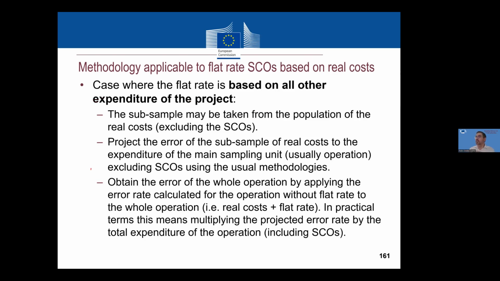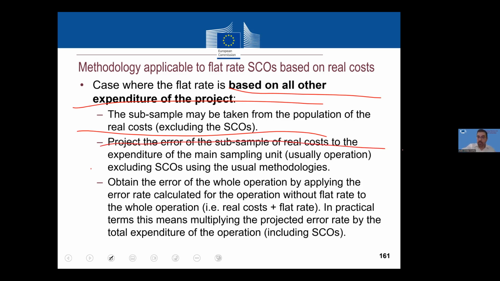Let me start with this situation, which is the situation where the flat rate is based on all other expenditure of the project. If the flat rate is based on all other expenditure of the project, the subsample may be taken from the population of the real costs. So you don't need to include the standard cost options in the population file from which you select the sample. You are just going to select the sample directly from the list of the items corresponding to real costs. Then, from this subsample, you project the error of the real costs. Of course, this is just a population of real costs, and you project the error of the real costs to the expenditure of the operation. And this, of course, until this moment, excludes the value of standard cost options.